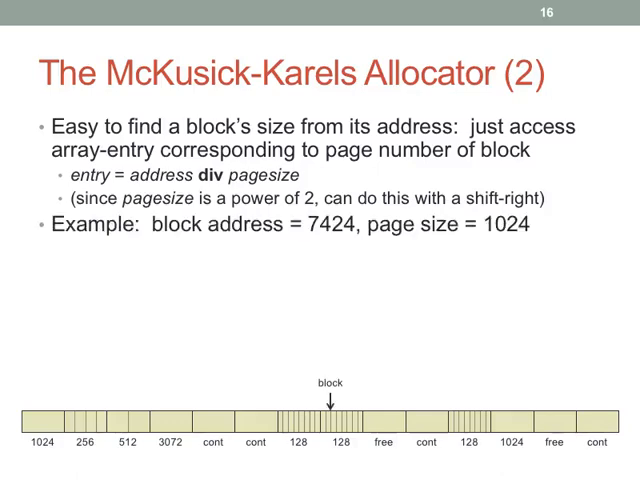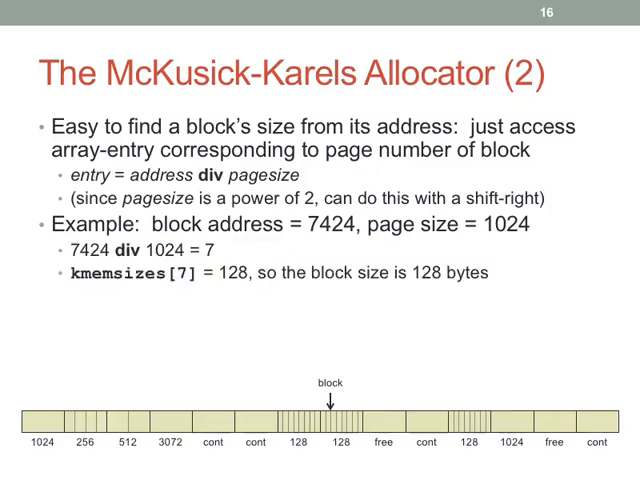So yeah, block address 7424, page size 1024. Well, you take 7424 and our start is 0, so that makes it easy. You divide that by 1024 and you get 7, which is probably difficult to guess since we're working with 1024. And you look that up and it says this is 128 byte blocks. Okay?